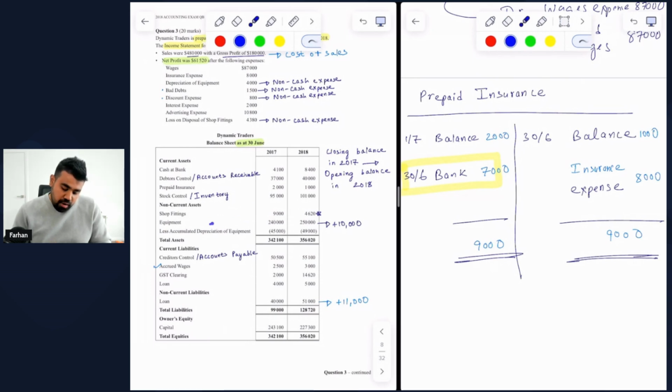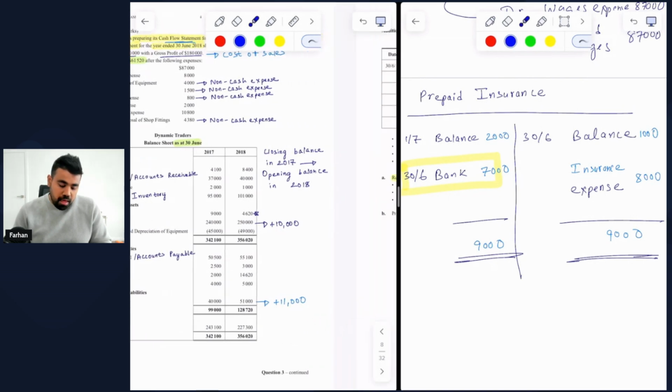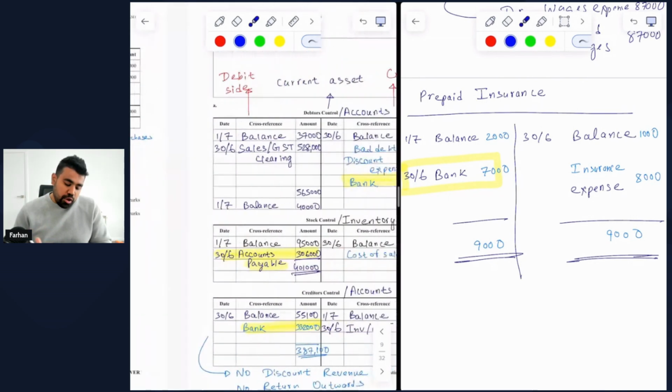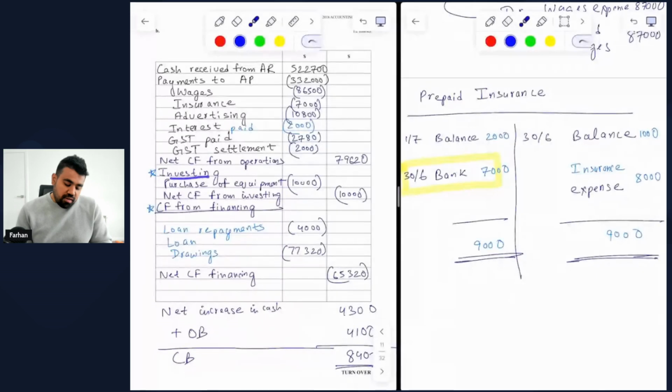Equipment, however, increased by 10,000, which is what's referring to the purchase of new equipment during the financial year ending 30 June 2018. And that is what we're including within the investing activities section for purchase of equipment, $10,000 negative, referring to a cash outflow. And the net cash flow from investing is therefore only $10,000 negative.